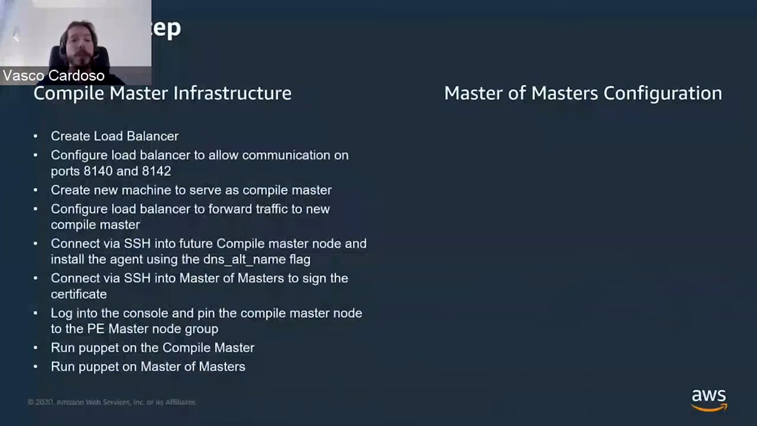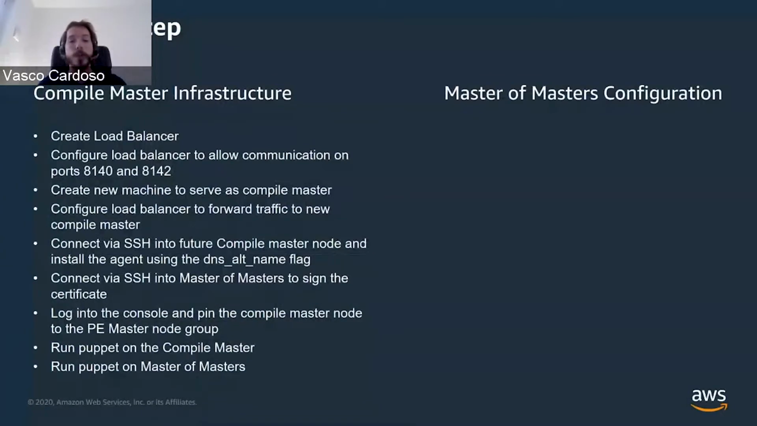To sign the certificate, we actually have to connect via SSH into the master of masters. It's not possible to do this via the console with the DNS altnames flag. We'll still need to log into the console to pin the compile master node to the PE master node group, and then run Puppet on the compile master and run Puppet on the master of masters.